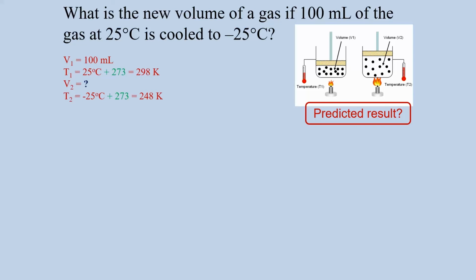Okay, so our V1 is 100 milliliters, it's saying that we're starting at 100 milliliters. And our T1 is 25 degrees Celsius, but we need that to be in Kelvin, so we're just going to add 273 to it. Boom, 298. Beautiful. Our second volume is what we're looking for, so we don't know yet. And our final temperature is negative 25 plus 273. We have to convert it, which equals 248.